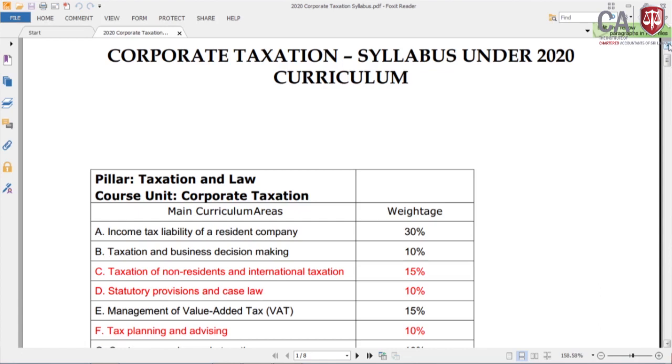Okay, that's the first discussion I am going to have with you all, and the second one is the statutory provisions and case law, which is covered in your 10% syllabus area. When it comes to statutory provisions and case law, tax administration part, then the payment of taxes, what are the types of assessments, and the due dates of filing income tax returns, and the penal provisions, all these things are under statutory provisions plus case law.